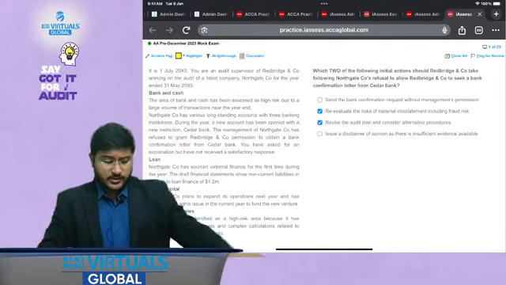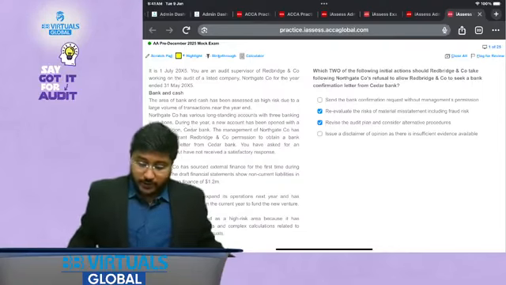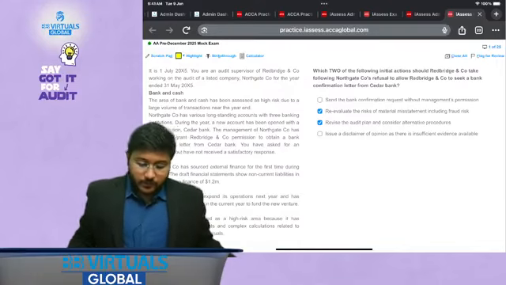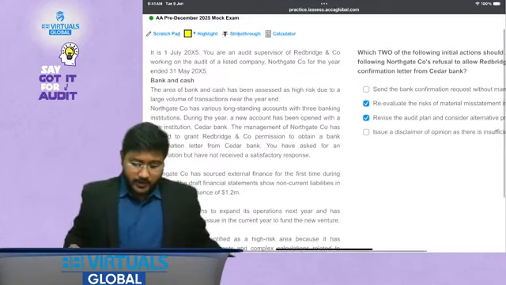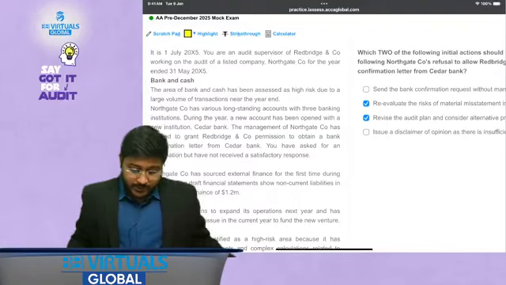Now let's read the case studies. Okay. So it is 1st July 2025. You are an audit supervisor of Redbridge and Company working on the audit of a listed company, Northgate Company, for the year ended 31st May 2025. Bank and cash. The area of bank and cash has been assessed as high risk due to a large volume of transactions near the year end.